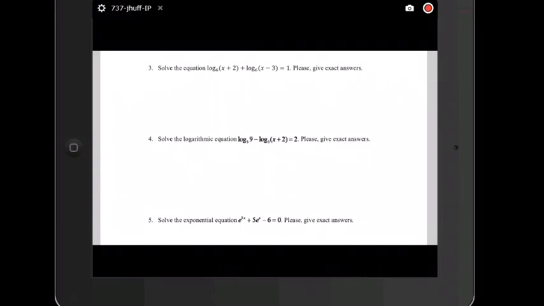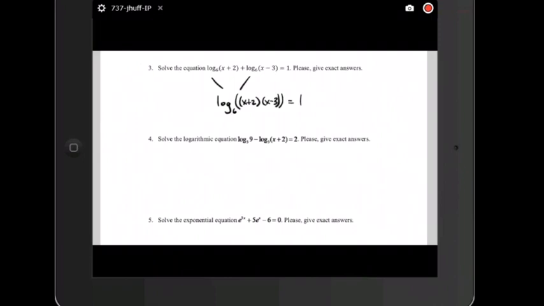When you exponentiate or when you use a base, you can only use one base on one side of the equation and one base on the other side of the equation. So the first step has to be to condense these two logarithms into one logarithm. So log base 6, and since there's a plus sign between the two logarithms, the expressions inside multiply. So x plus 2 multiplies with x minus 3.